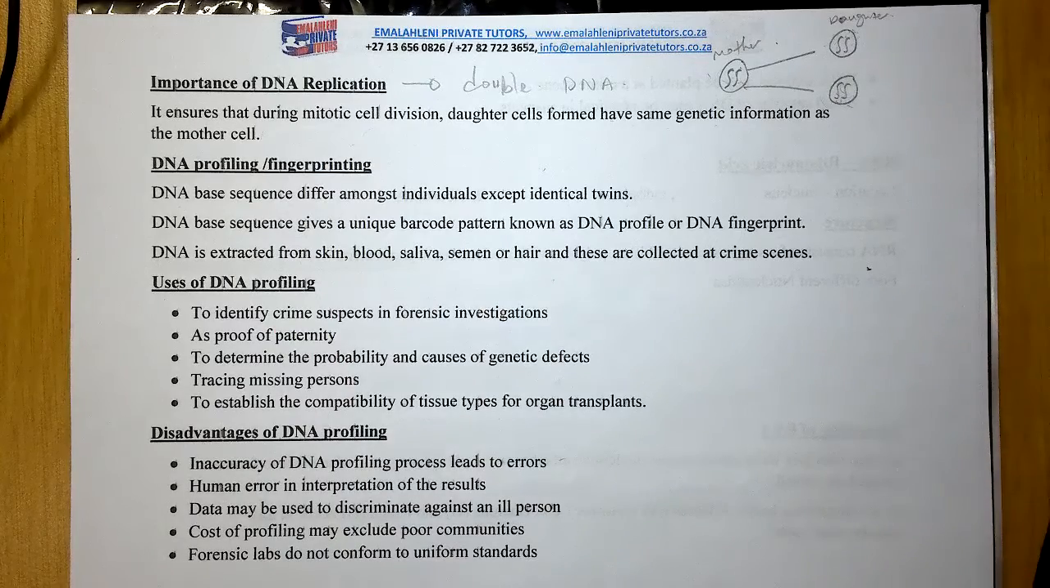Now, uses of DNA profiling. Where do we use DNA profiling? DNA is used to identify crime suspects and also as proof of paternity. If you are a man and you are not sure that a child is yours, you can go for a paternity test, and it's actually the DNA that is being tested and compared to see if you have contributed to the child or not. Now, it is also used to determine the probability and cause of genetic defects, trace missing persons, and establish compatibility of tissue types for organ transplant.